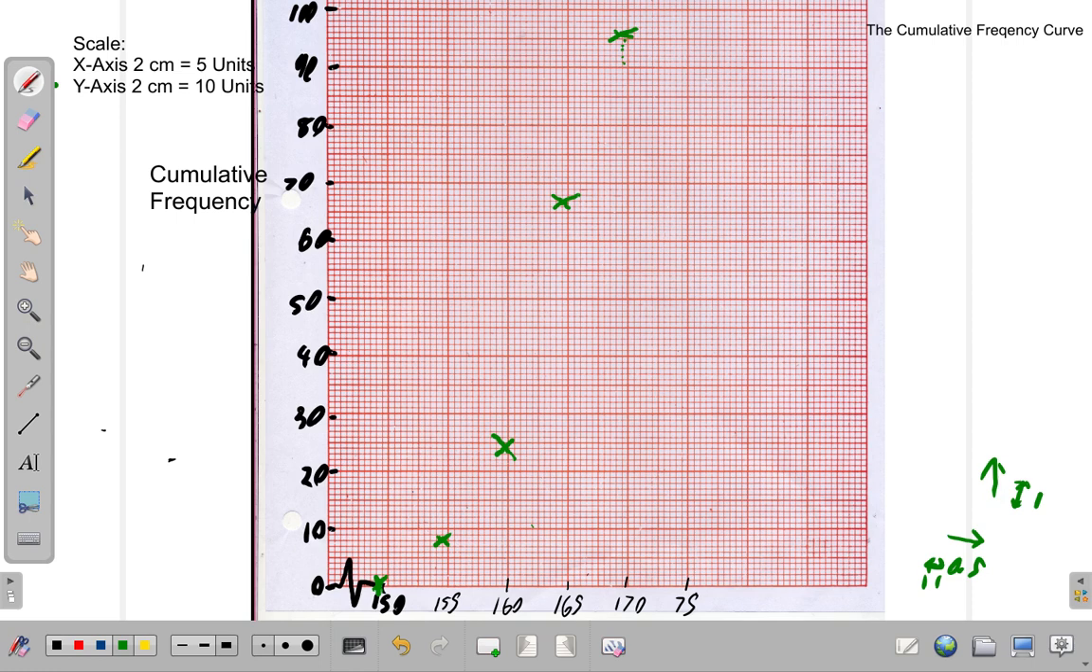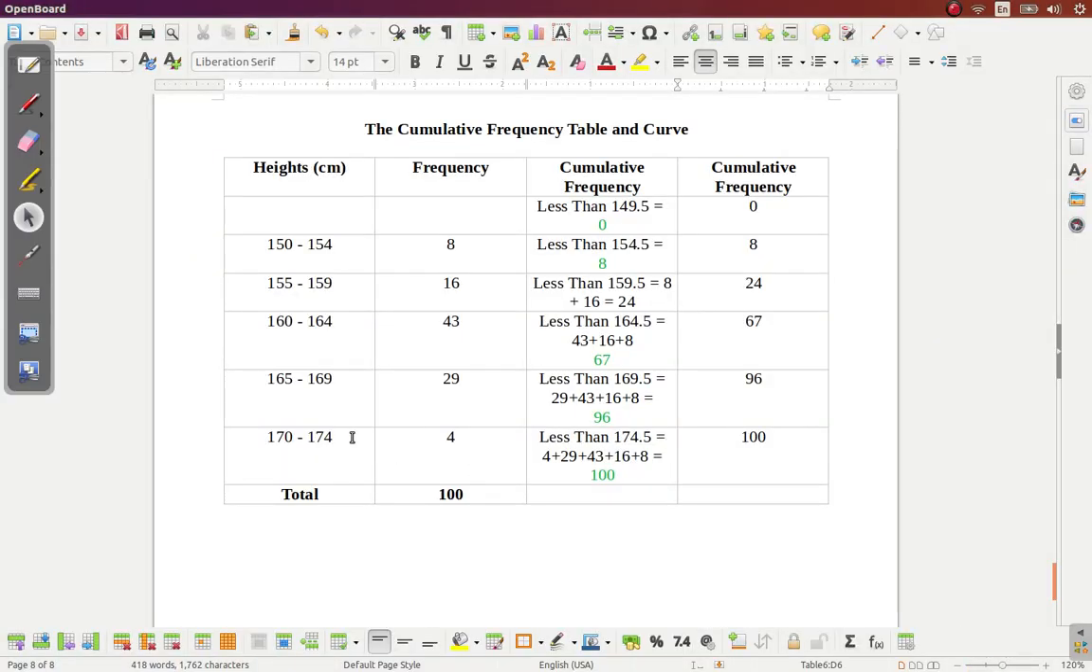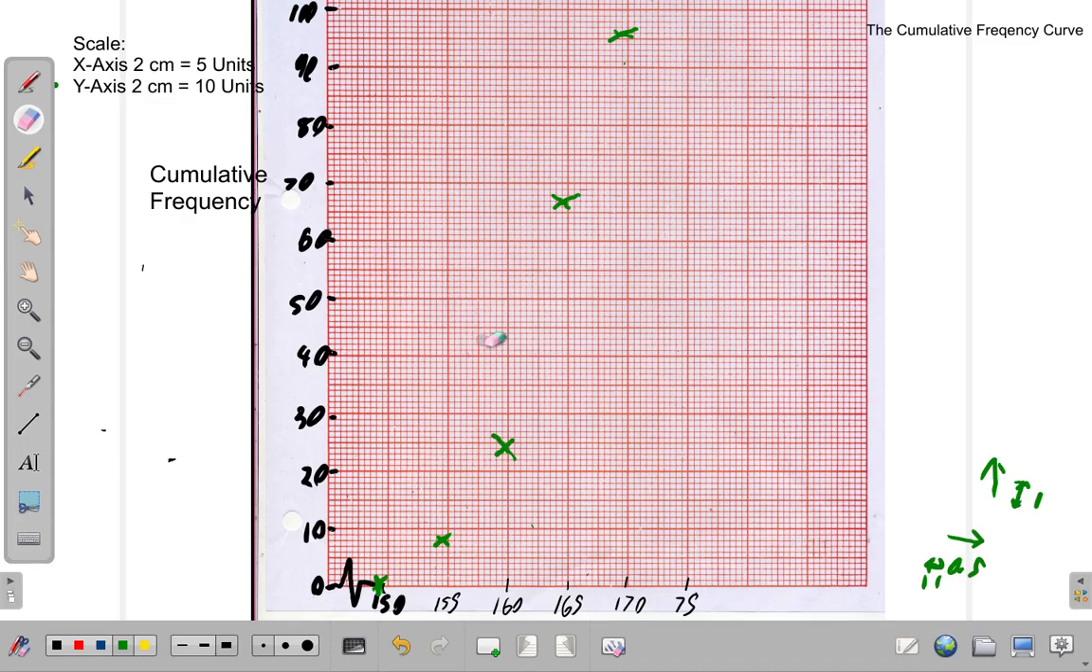Alright, 96 is right there, so you'll see. And then one more point to plot. When you reach 174.5, it means you would have covered all going up. You covered everybody. So it's 174.5, 100.